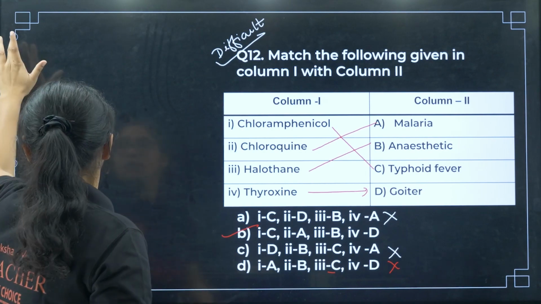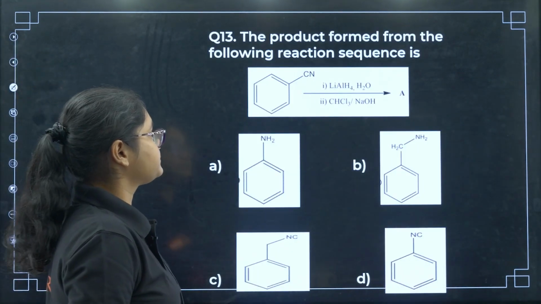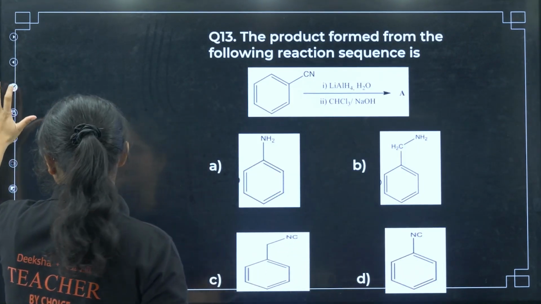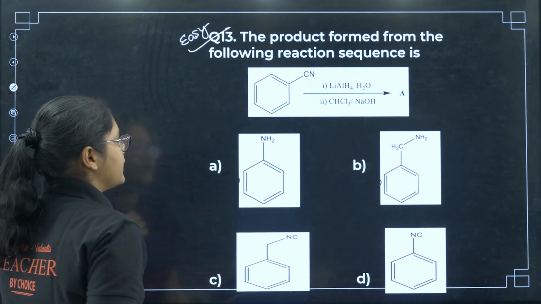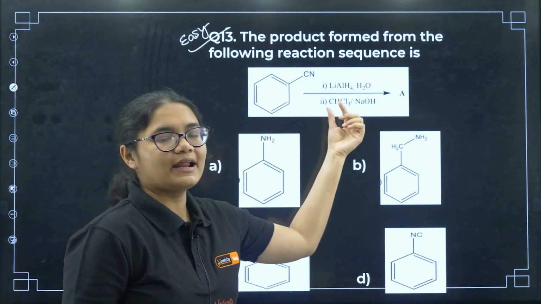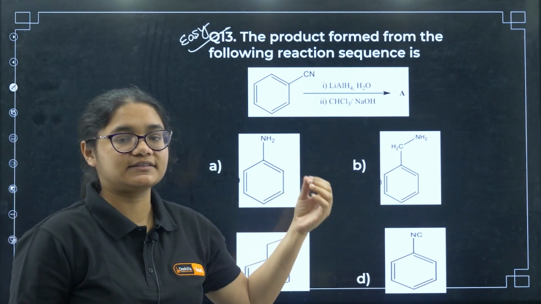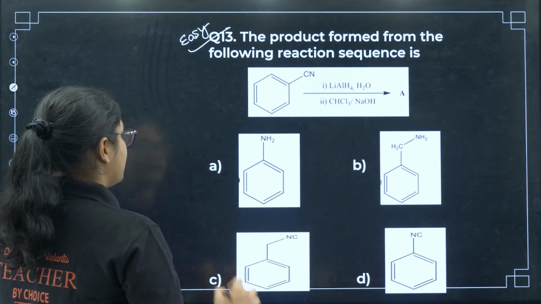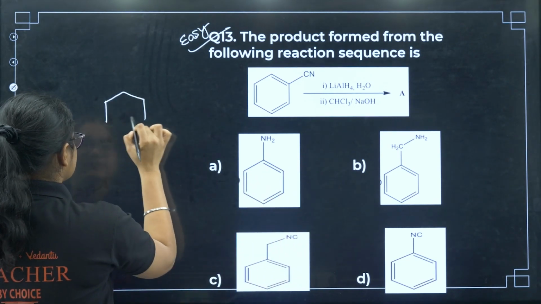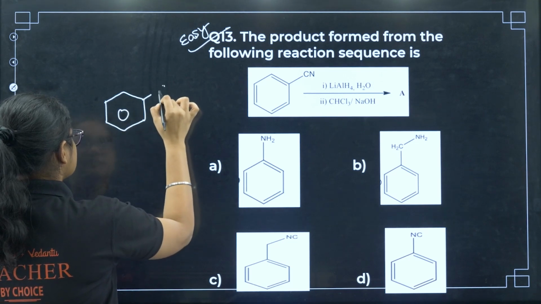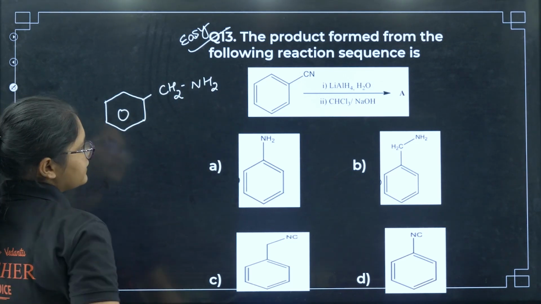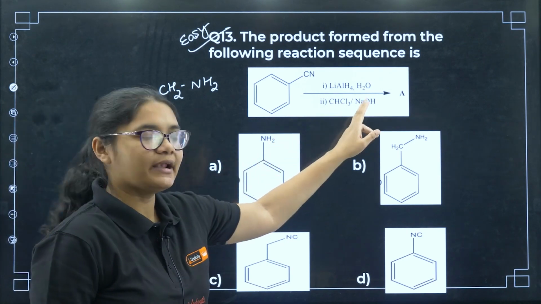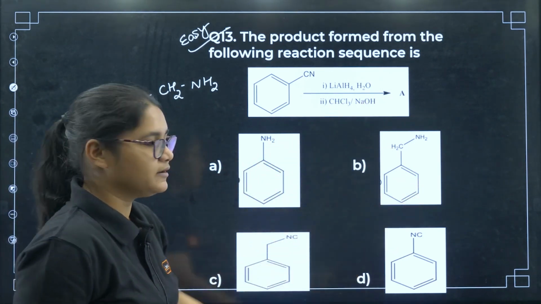Okay. Next, yes, this question I can say was easy. Okay, this is an easy question. Okay, so first of all, CN is there and lithium aluminium hydride is there. It is a reducing agent. So what I will get here? I will get first thing, that is CH2NH2.